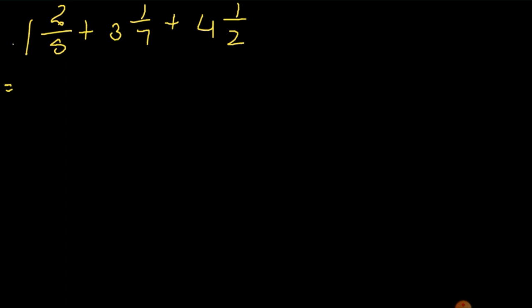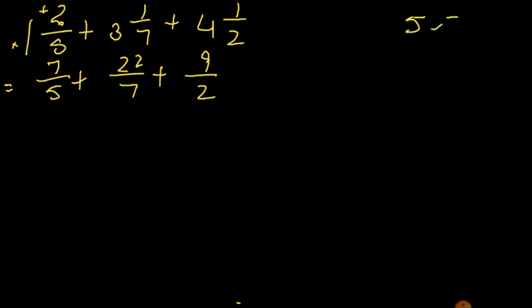5 ones are 5 plus 2, 7 upon 5. Here 7 threes are 21 plus 1, 22 upon 7. 4 twos are 8 and 1, 9 upon 2. Now you see all the denominators are different. So we have to take the LCM of these denominators. Now students, these are all prime numbers. They are not divisible by any common table. So there is no need to divide.